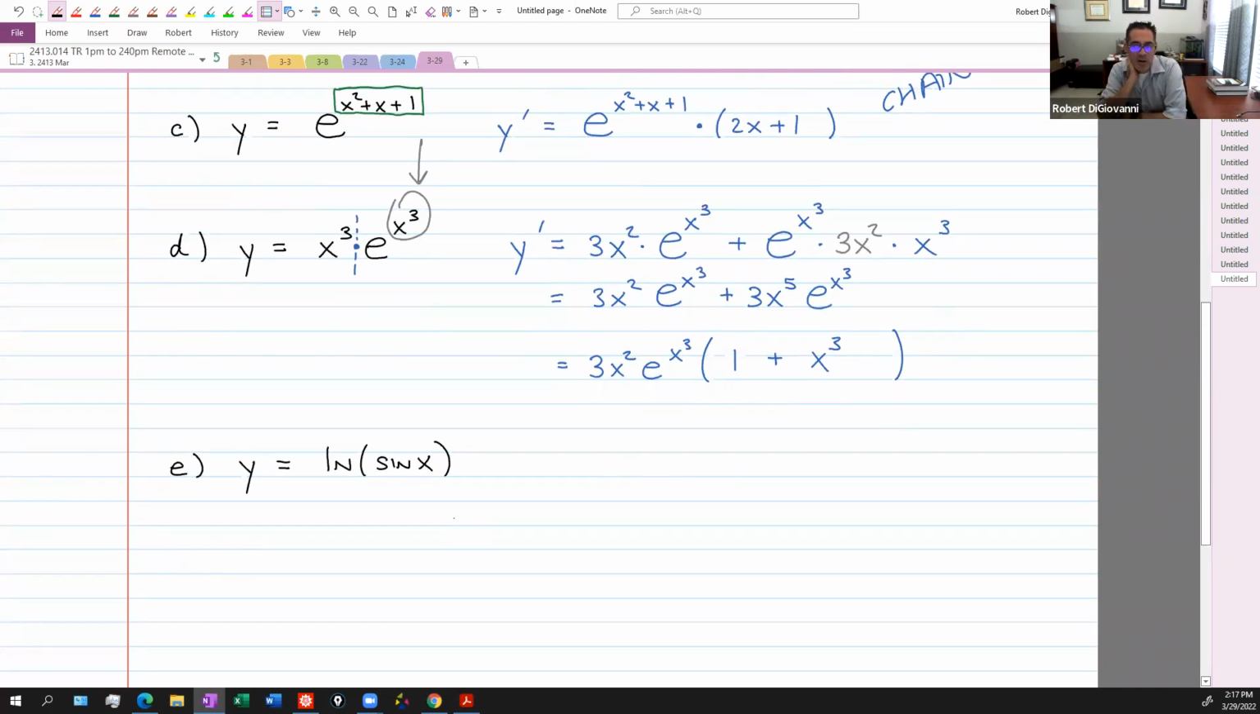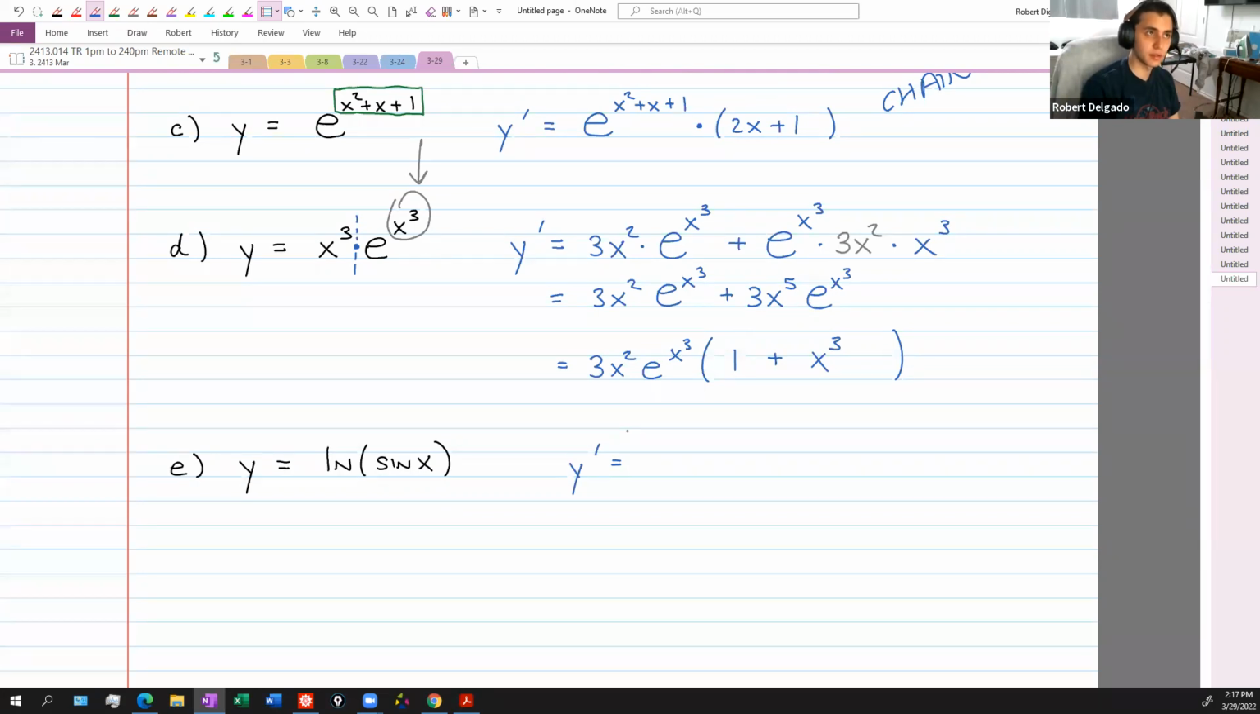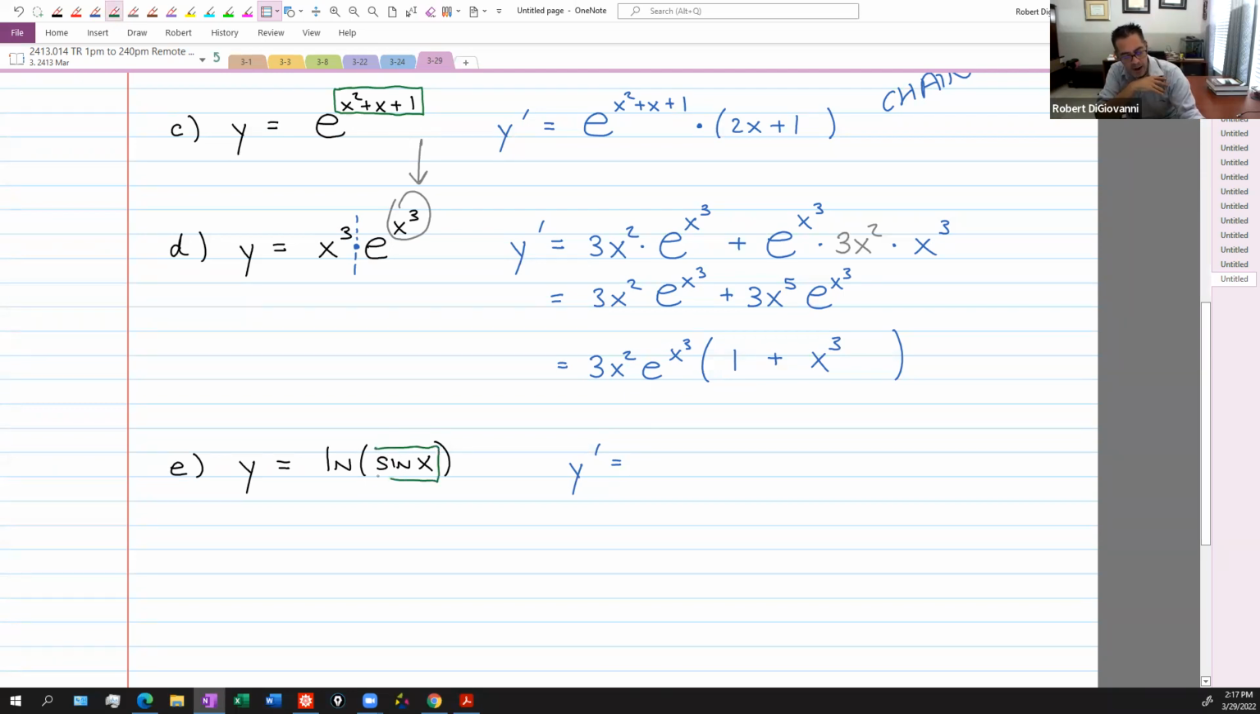The natural log of sine of x. Who wants this one? Would it be 1 over sine of x? Okay, so you're looking at it like, okay, you've got natural log of some crap in here, right?